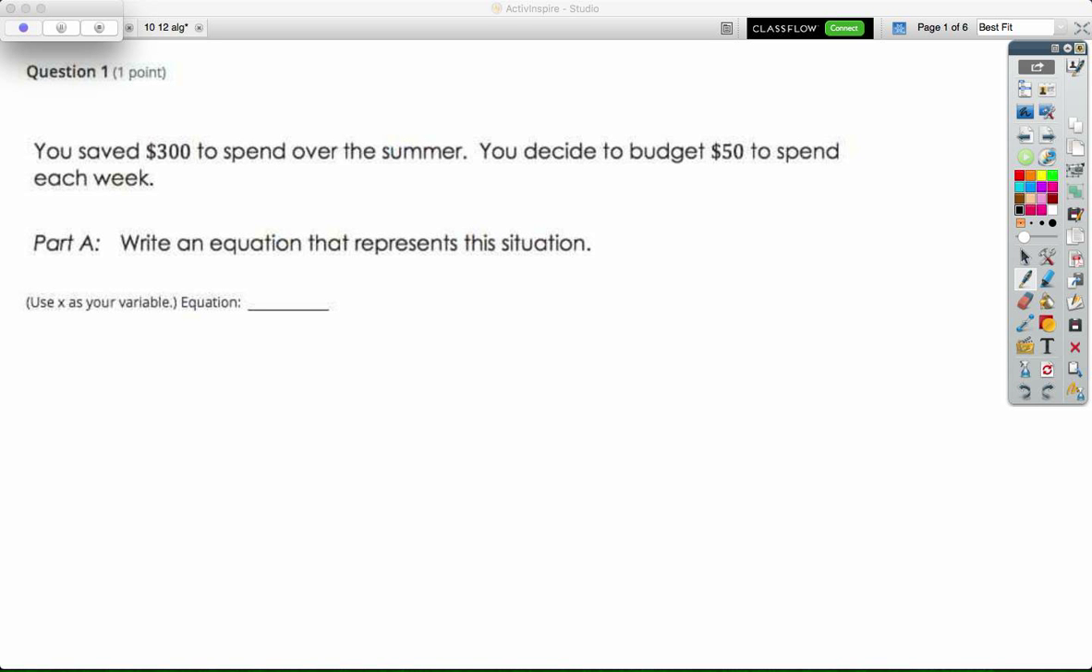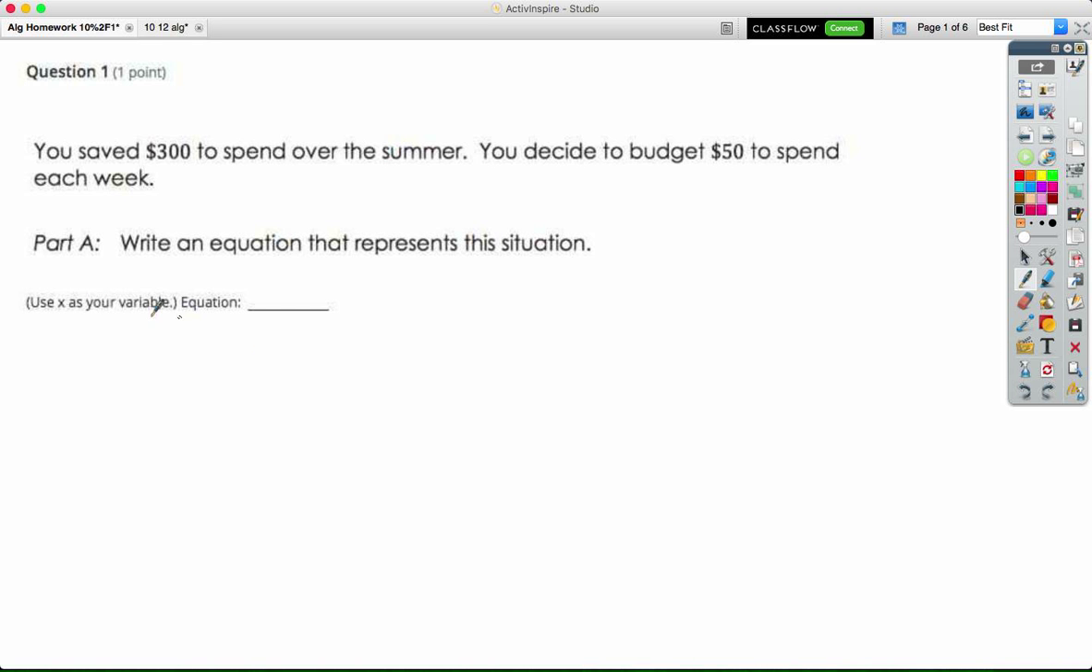This is Thursday, October 11th homework, which was 4.3 practice. Question number 1 presented the scenario: if you saved $300 to spend over the summer, you decide to budget $50 to spend each week. Write an equation that represents this situation.